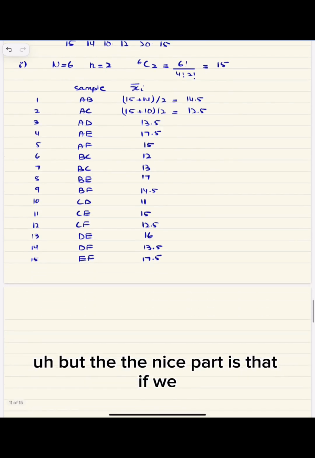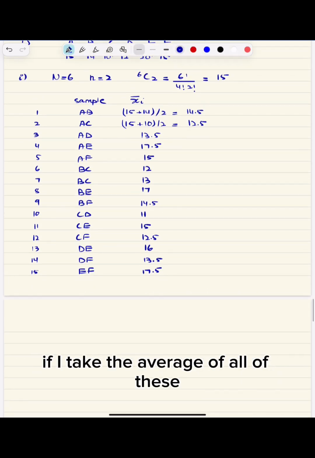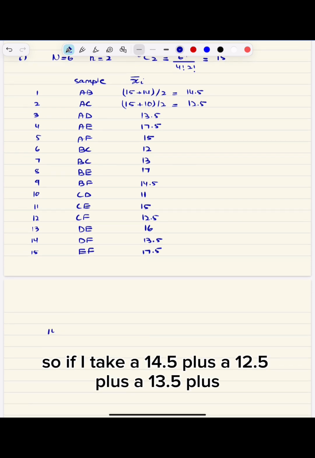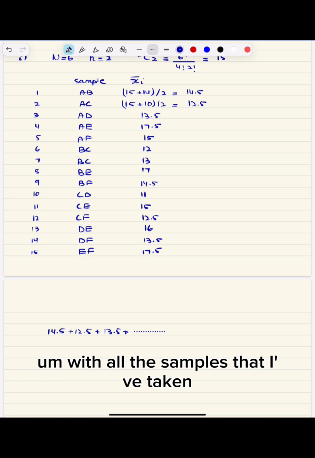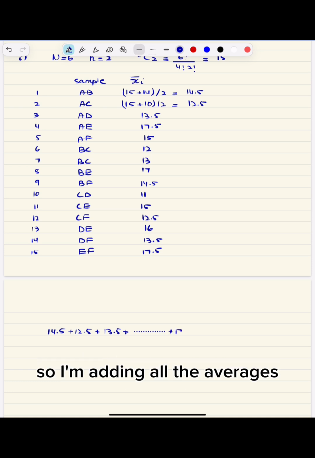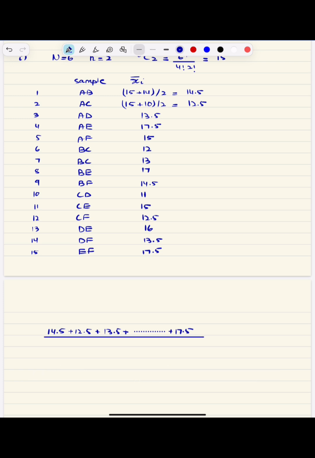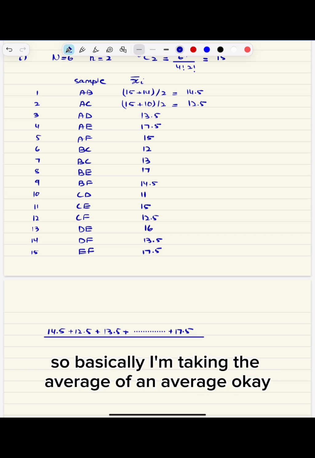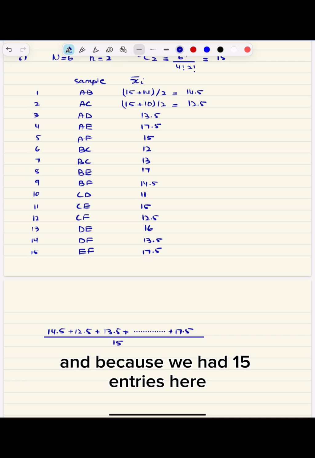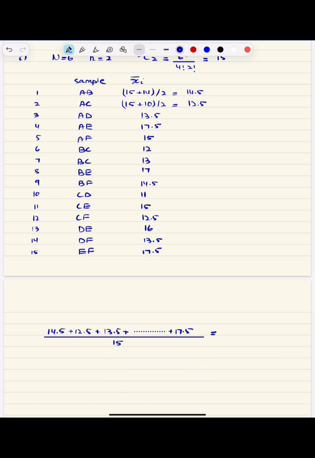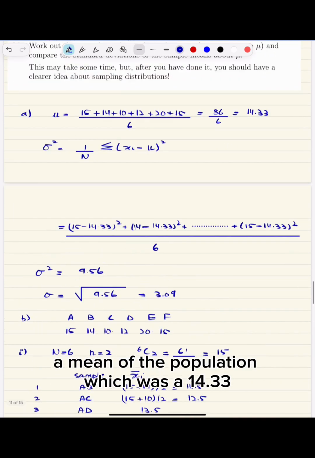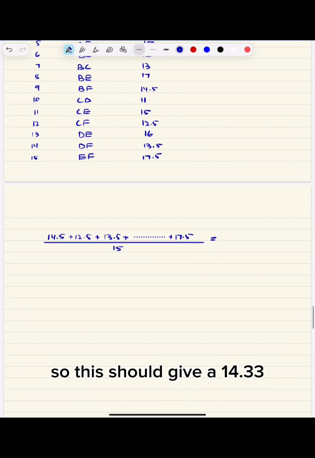The nice part is that if I take the average of all of these, so if I take 14.5 plus 12.5 plus 13.5 plus, like, if I add all the entries with all the samples that I've taken, so I'm adding all the averages, so basically I'm taking the average of an average. Because we had 15 entries here, this should actually be exactly equal to the mean of the population, which was 14.33. So this should give 14.33.